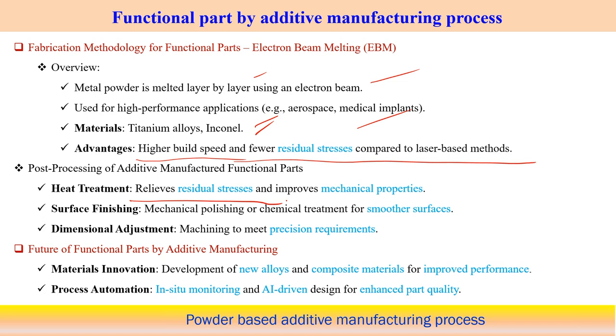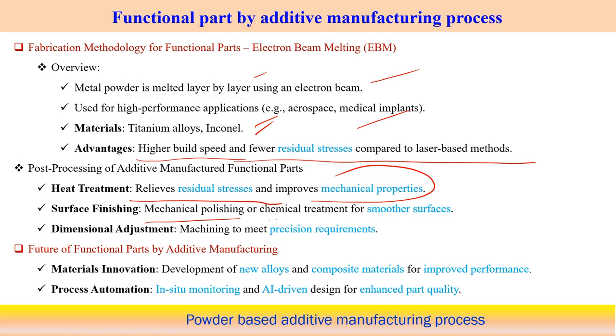To release the residual stress developed, we can perform heat treatment operations, and that improves the mechanical properties. Usually the post process heat treatment tries to release the residual stress and enhance the ductility, but strength can be reduced a little bit. For surface finish, we can perform mechanical polishing or chemical treatment to bring a smooth surface appearance to the functional component. Dimensional adjustment can be done using machining operations.